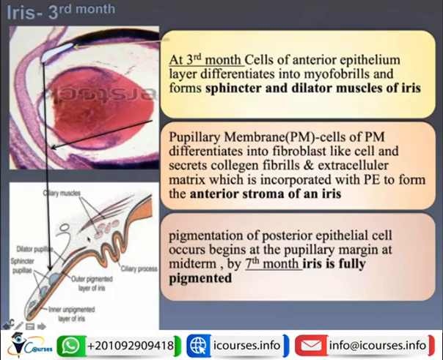The pigmentation of the posterior epithelial layer occurs at the pupillary margin at the midterm. By the 7th month of gestation, the iris is fully pigmented. So pigmentation of the iris starts at the midterm, and about the 7th month of gestation, the iris will become fully pigmented. Here we can see this is the iris stroma formed by the pupillary membrane. And here the posterior epithelial cells will be pigmented at the pupillary margin at the midterm.